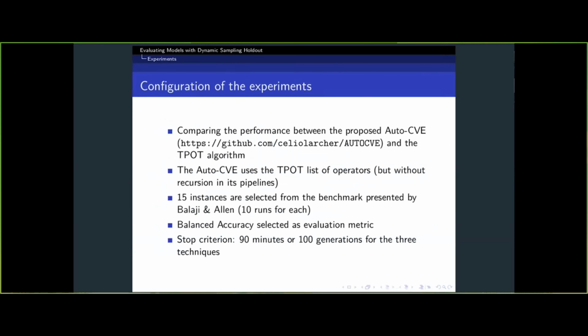So, to verify the effects of using this type of strategy, we performed a set of experiments using the benchmark proposed in Barbosa and Helio. We compare here the Auto-CVE using both cross-validation and holdout, and we include the TPOT library as well. Also, we use the balanced accuracy as a metric to deal with unbalanced datasets. And as a stop criterion, we set 90 minutes or 100 generations for the three techniques.